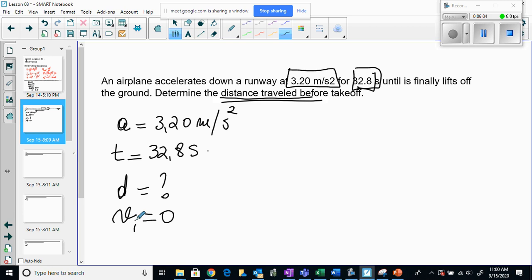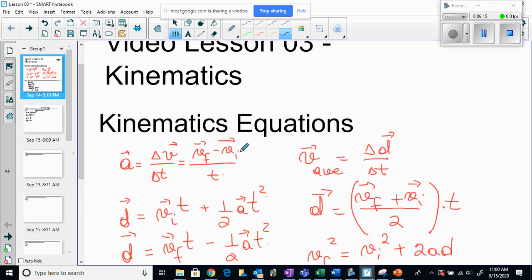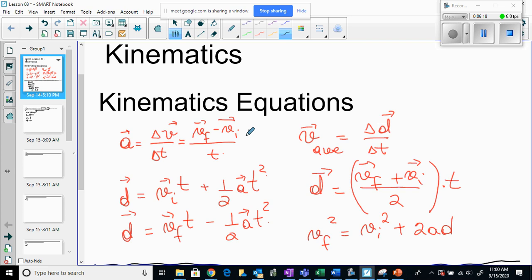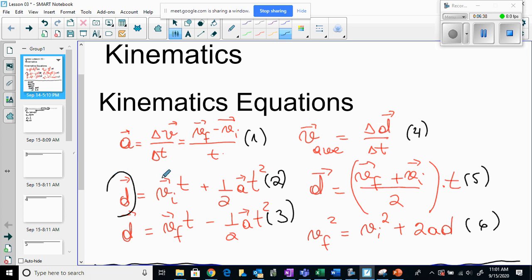Okay, so now in your formula sheet, what is the formula that we will use? I will bring the first page here and label them 1, 2, 3, 4. So this is equation 1, equation 2, equation 3, equation 4, equation 5, or equation 6. Just for simplicity, it is equation 2. It is 2 because we are looking for displacement. The initial velocity is given, time and acceleration are given. Great. Good job, guys.